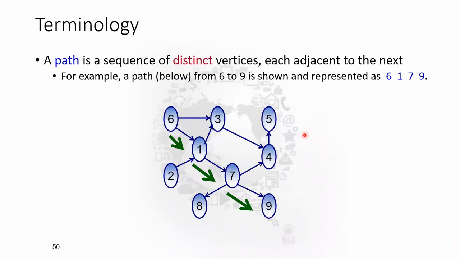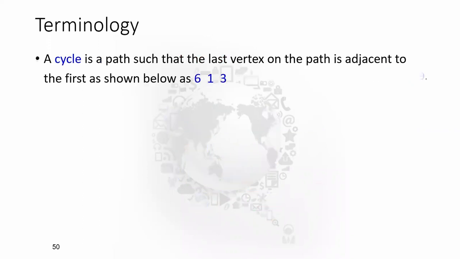A path is a sequence of distinct vertices where each is adjacent to the next. For example, if you want to go to 9, you can go from 6, 1, 7, and then to 9. But you can also follow the arrows here: you can go from 6, 3, 4, 7, then to 9. Based on the arrows over here, if you go from 6, 1, 3 to 4, you cannot go to 9. The only way to go to 9 is from 7. So that's why you have only one path here if you want to go from 6 to 9.